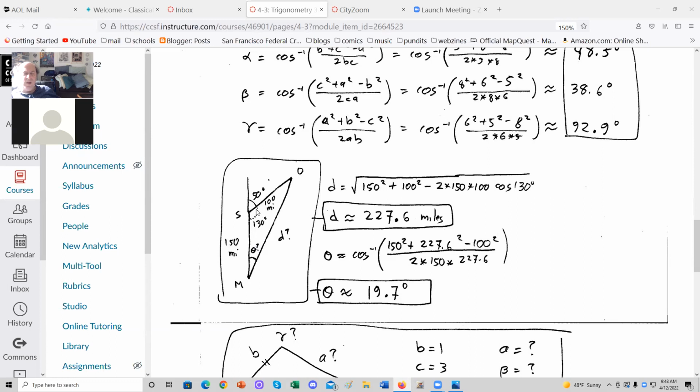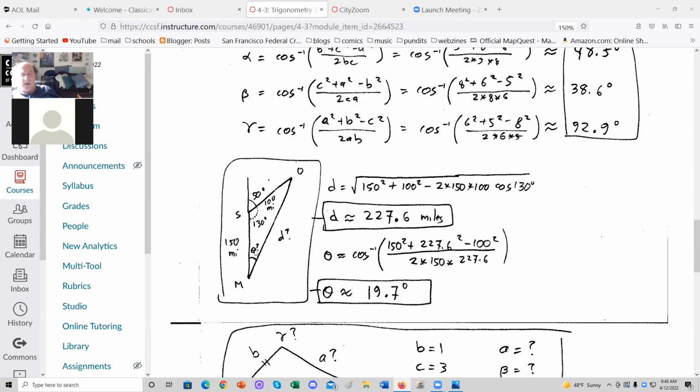This is there for 130. We have 100 miles here. So you have 150 miles here, 130 degrees here, 100 miles here, and this distance d is the far side. So use the cosine law. D is root 150 squared plus 100 squared minus 2 times 150 times 100 times cos 130. And that comes out to 227.6 miles approximately.